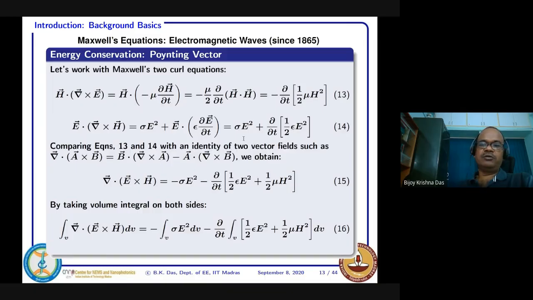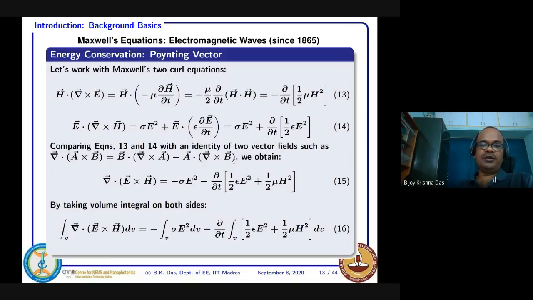Now you compare this left hand side, it involves actually three vector quantities, that means H, E, and del also. Del is also a vector here if you consider. So if you just think about the vector identity, divergence of A cross B, through vector calculus you can actually expand that.